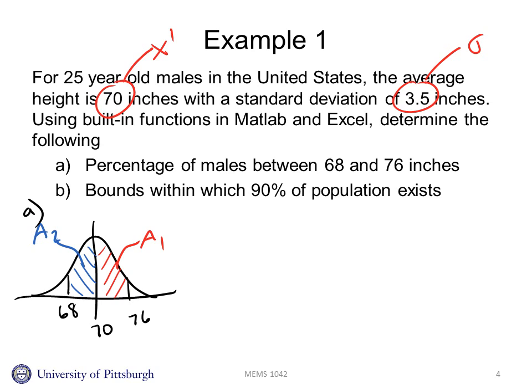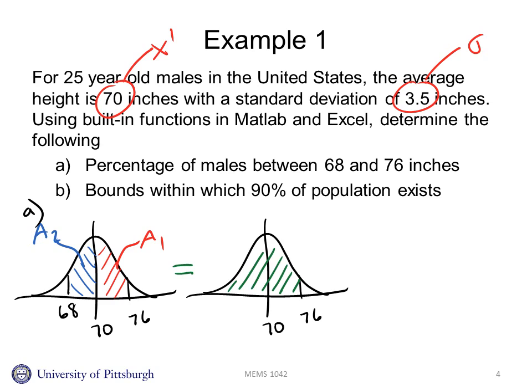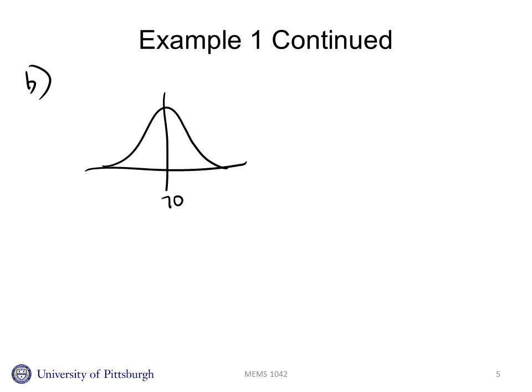In terms of the CDF, we would simply evaluate the CDF at 76, and from that subtract the CDF evaluated at 68. And what remains is the slice of the distribution representing the area of interest. So instead of looking up two separate z-values and using the tables, the CDF enables easy implementation into Excel and Matlab.